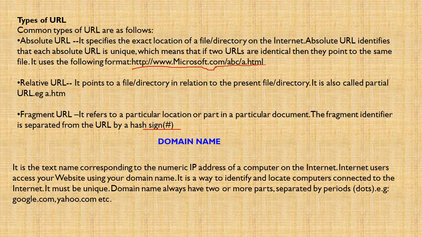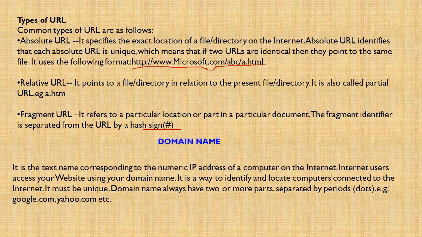The second one is a relative URL. This is also known as a partial URL, which is dependent on the absolute URL. It points to a file directory in relation to the present file or directory. For example, a.html. This is not a complete one. This is dependent on the absolute one. The third one is a fragment URL. It refers to a particular location or path in a particular document. The fragment identifier is separated from the URL by using the # sign. Practically, you will learn it while doing HTML.